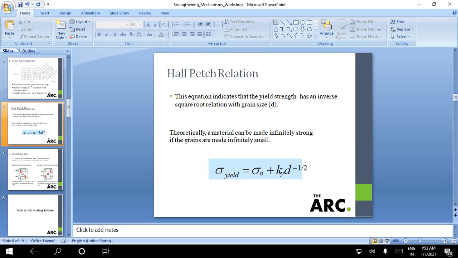Okay, theoretically a material can be made infinitely strong when the grain size is made infinitely small. That means when there is a small grain size in the material, automatically it has great strength. The strength of the material is always more.